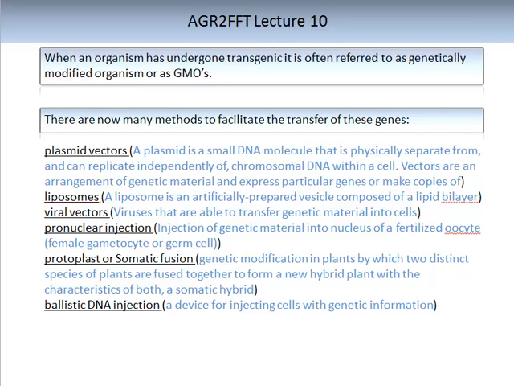The protoplast, or more commonly referred to as somatic fusion, is where genetic modification of a plant occurs by two distinct species of plants that are fused together to form what we call a new hybrid plant. This hybrid plant will have the characteristics of both. A somatic hybrid is another word for this bringing together of genetic information. And the ballistic DNA injection is a device for injecting cells with genetic information in it.